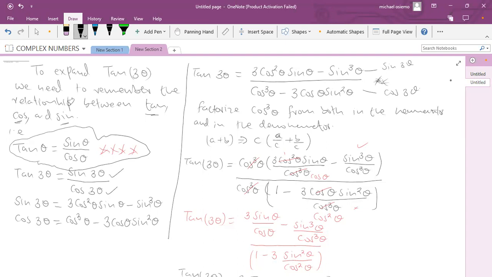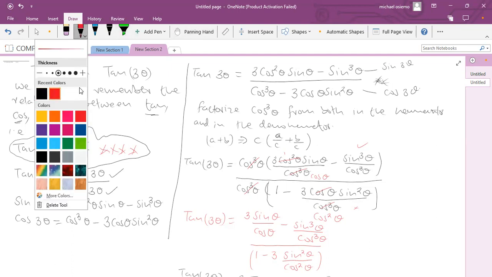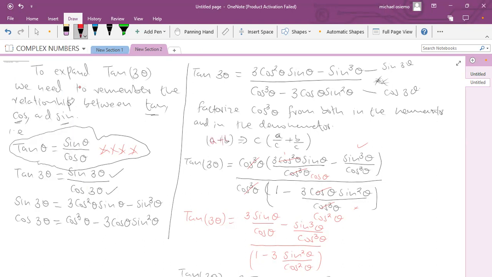So we want to factorize cos cube theta from both of them. Now, we are using the principle that you can factorize anything from any expression. Like in this case here, you might have been given A plus B, and you want to factorize C. You can bring C outside, but then inside the brackets, you divide the individual parts by C, so that when I open up this bracket with C, I'll get what? I'll get A plus B.